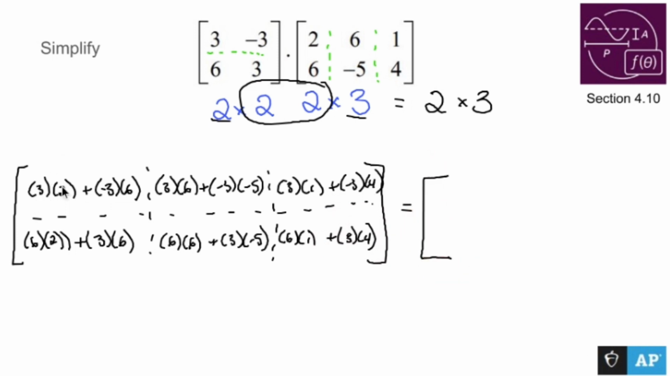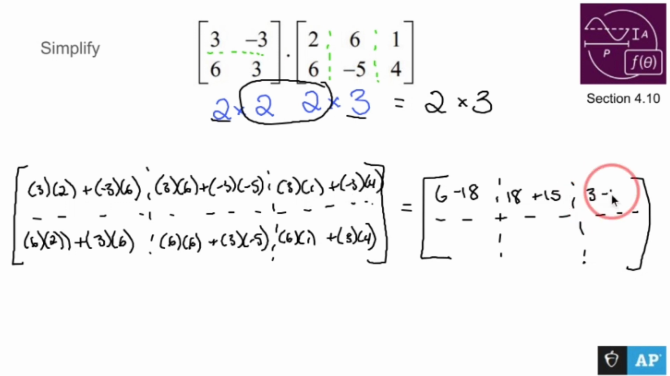So, see if I have enough space. 6 plus negative, so minus 18. Okay, so let me continue with the dashes until I'm completely done. 18 plus 15. 3 minus 12. 12 plus 18, 36 minus 15, 6 plus 12.